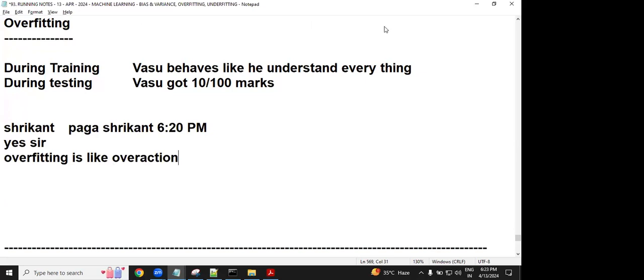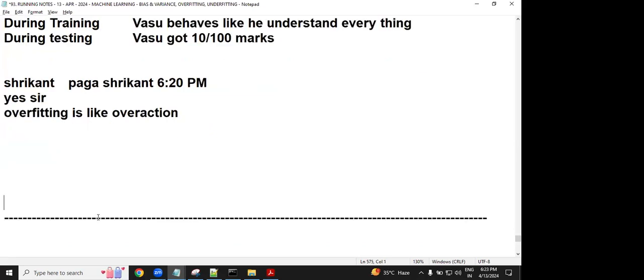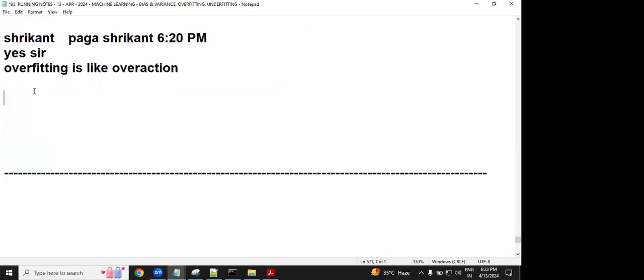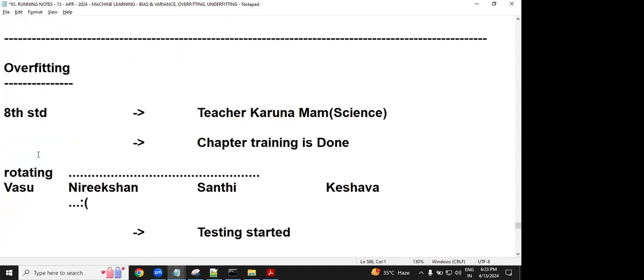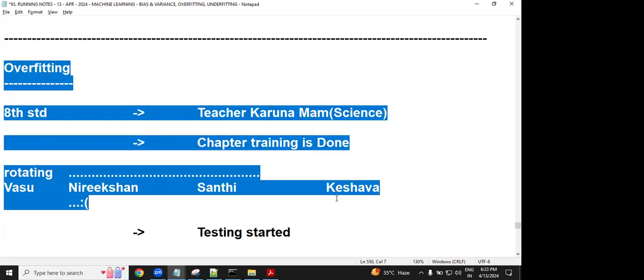Overfitting is something like overconfidence or overaction actually. Very good. Now the next one is what exactly? Any idea? Underfitting. I hope you know. Underfitting means, let me take the same scenario.